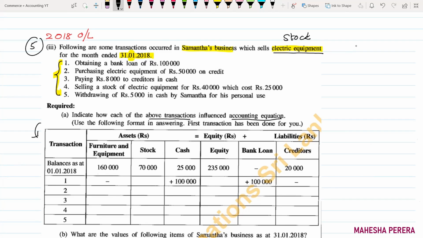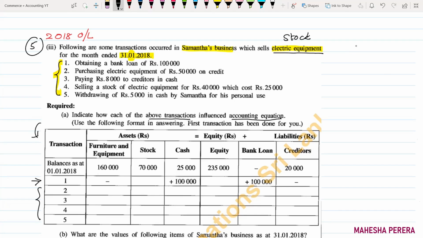So you have to follow the format here, right? What you do first is copy this table into your answer sheet, and also record the first transaction, and then answer the second transaction, from the second to the fifth transaction. Now I'm going to discuss the answers and write them in this table, on the paper itself, right?